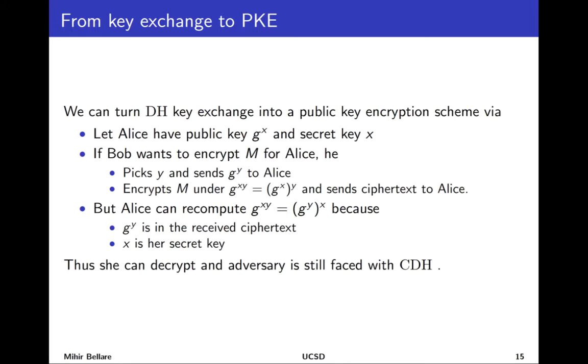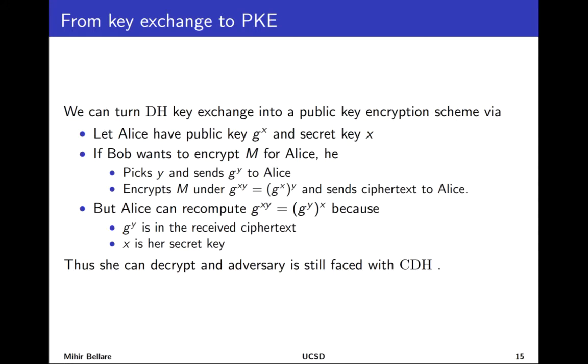Now, the process of Bob sending something to Alice is effectively going to be turned into encryption. What Bob does is, if he wants to encrypt a certain message for Alice, he already knows Alice's public key g to the x. So the first step in the Diffie-Hellman protocol is effectively done. He has g to the x. So just like in the protocol, he picks a little y, and imagine that he sends big Y, which is g to the little y, to Alice.